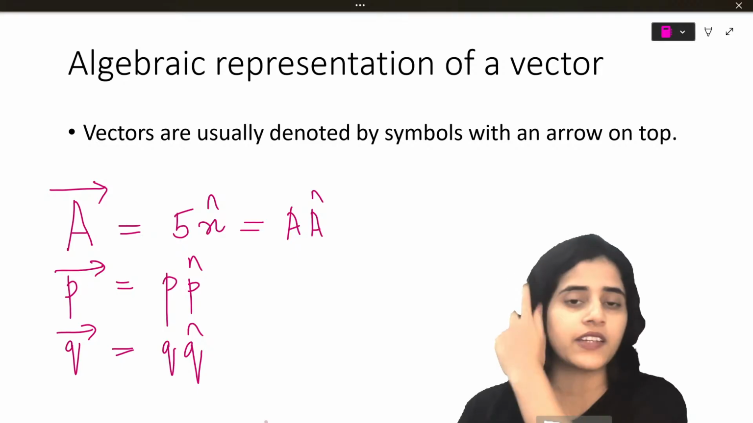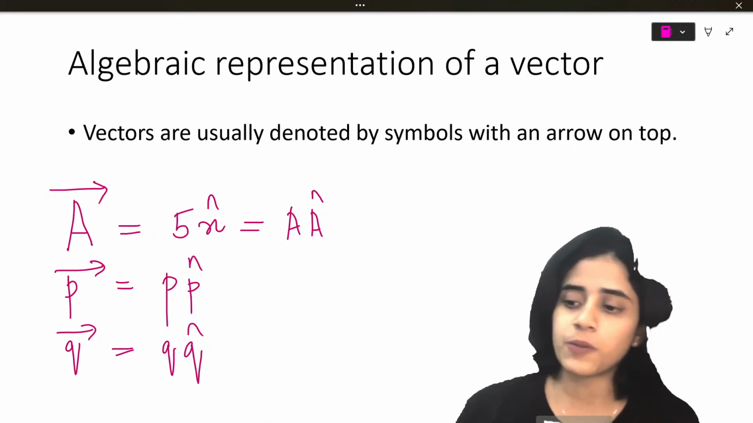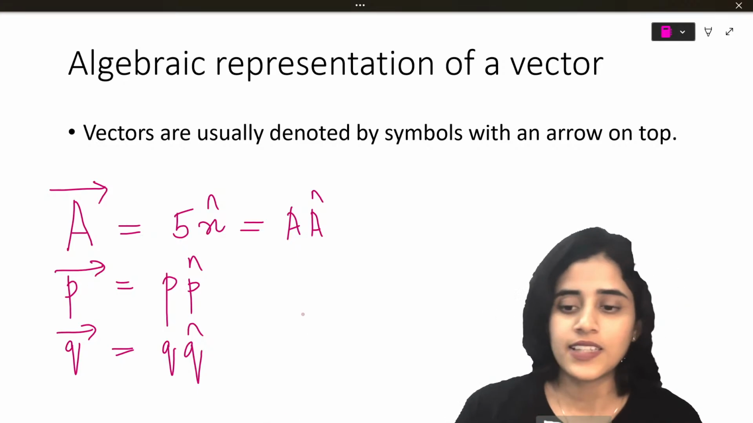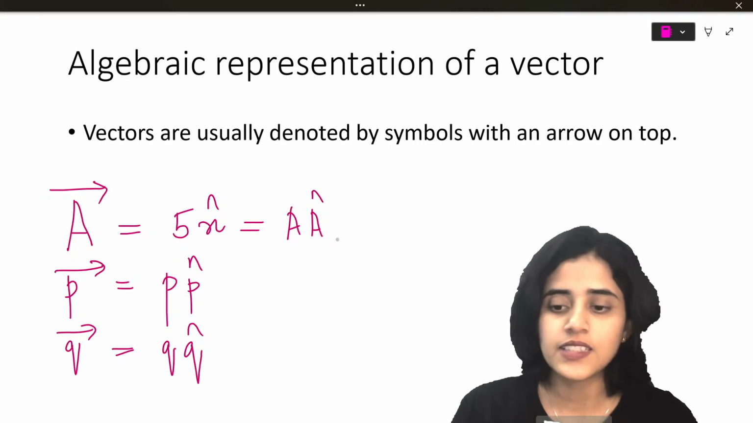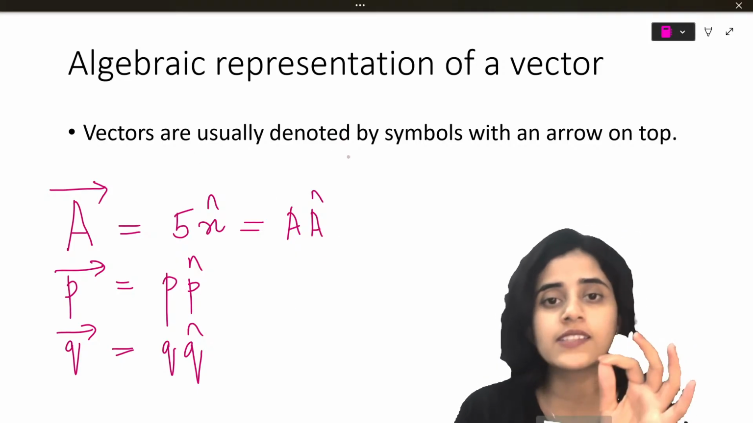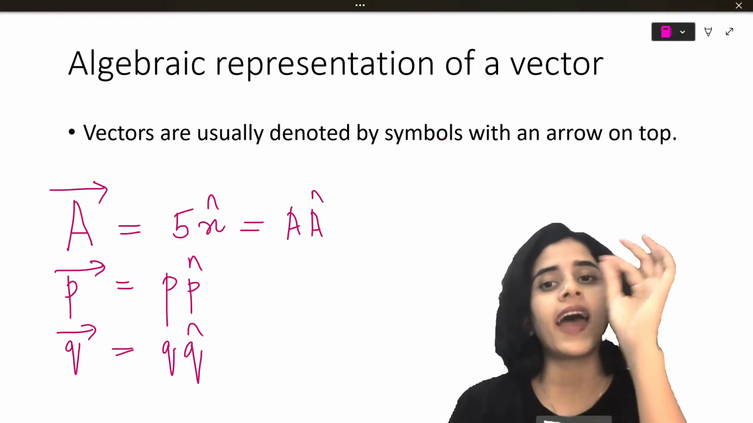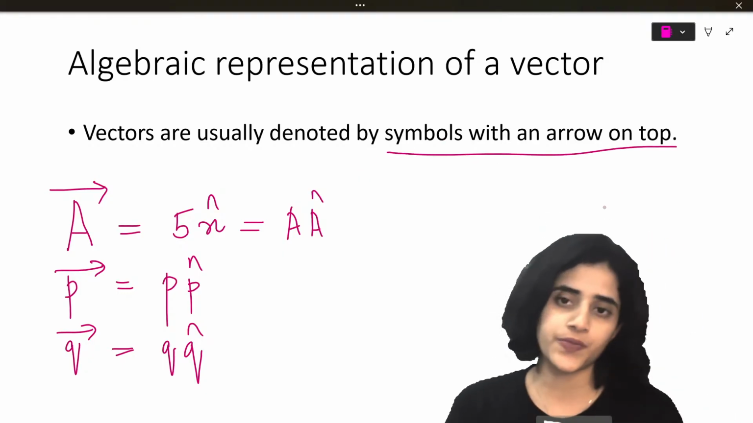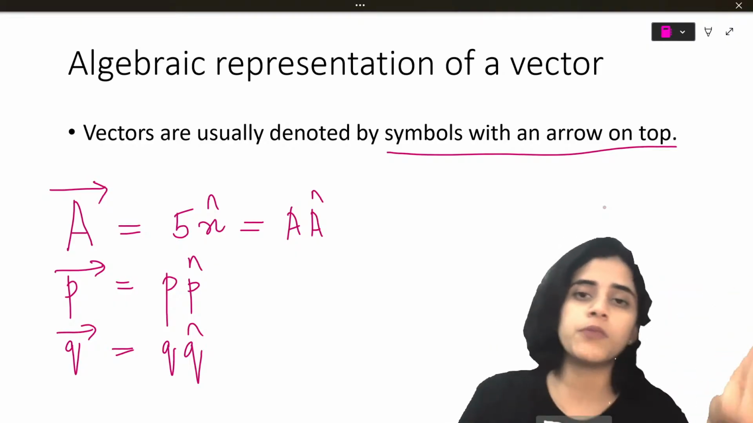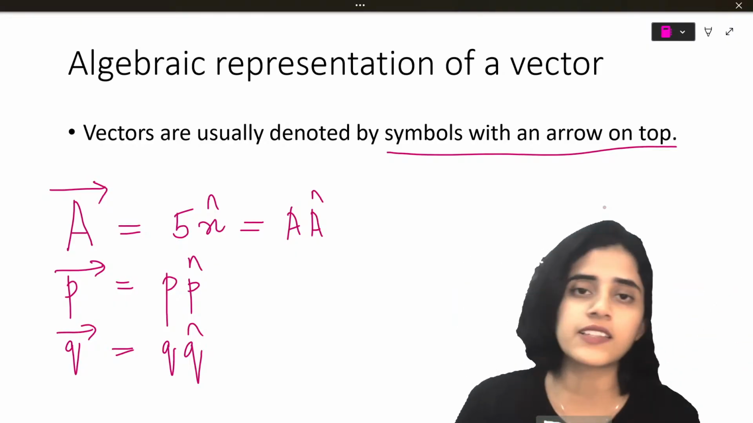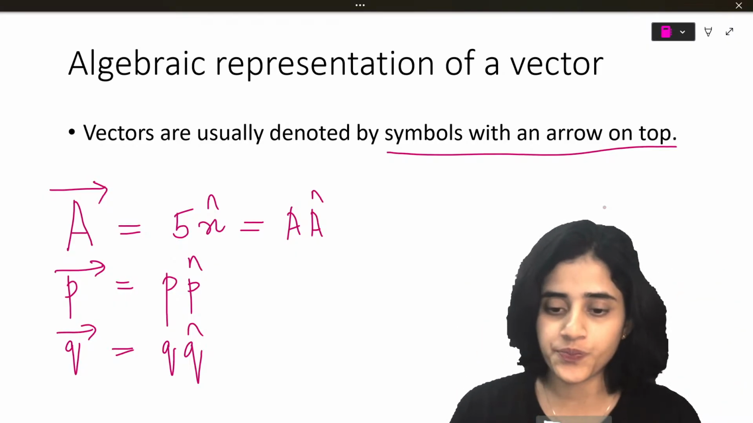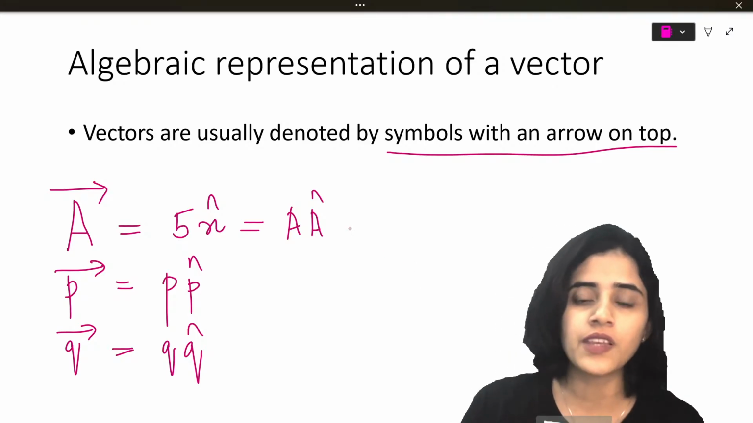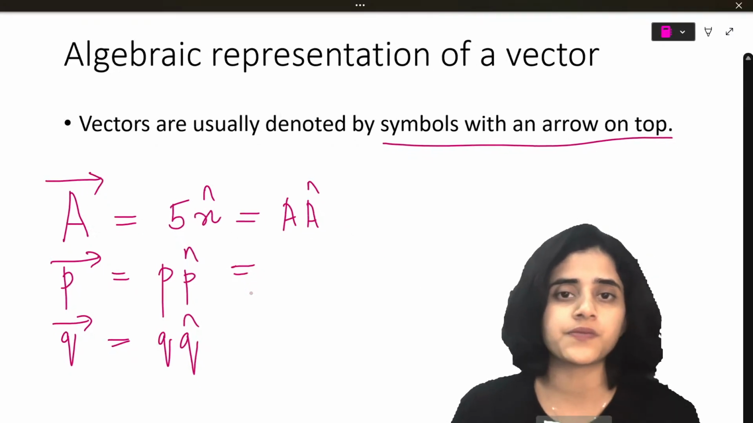Yes, A is the magnitude. Very good, superb. Is this clear? So, vectors are always denoted by symbols with an arrow on top. So, A arrow, B arrow, C arrow are all vectors. Is that clear? Okay. Now, let's put some numbers here.